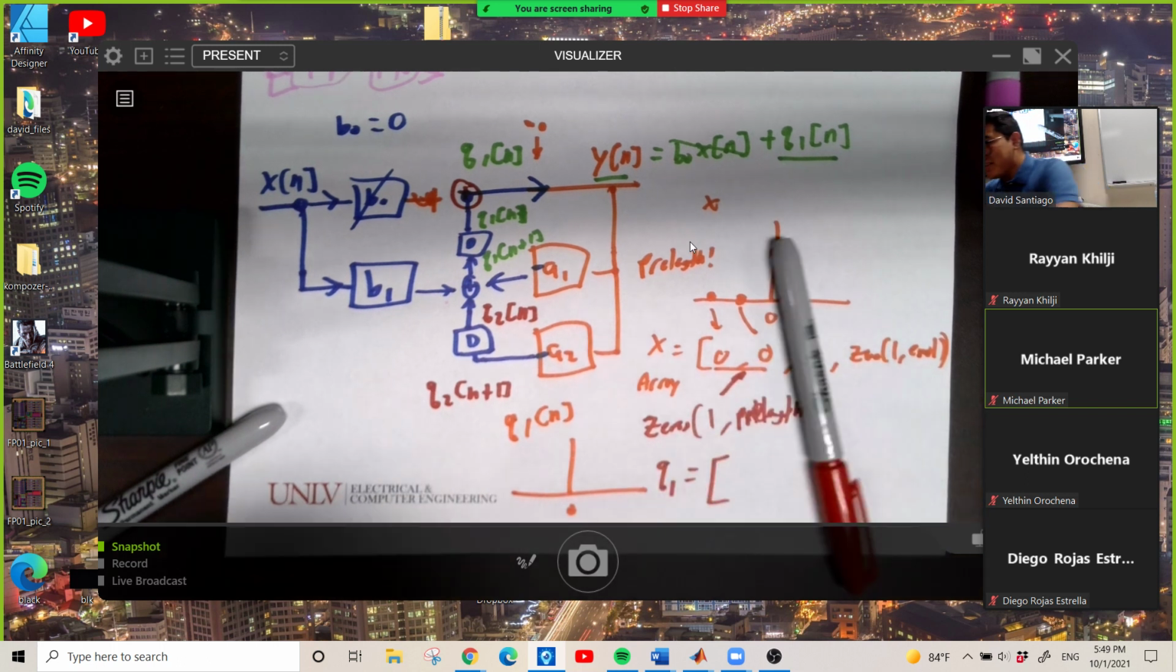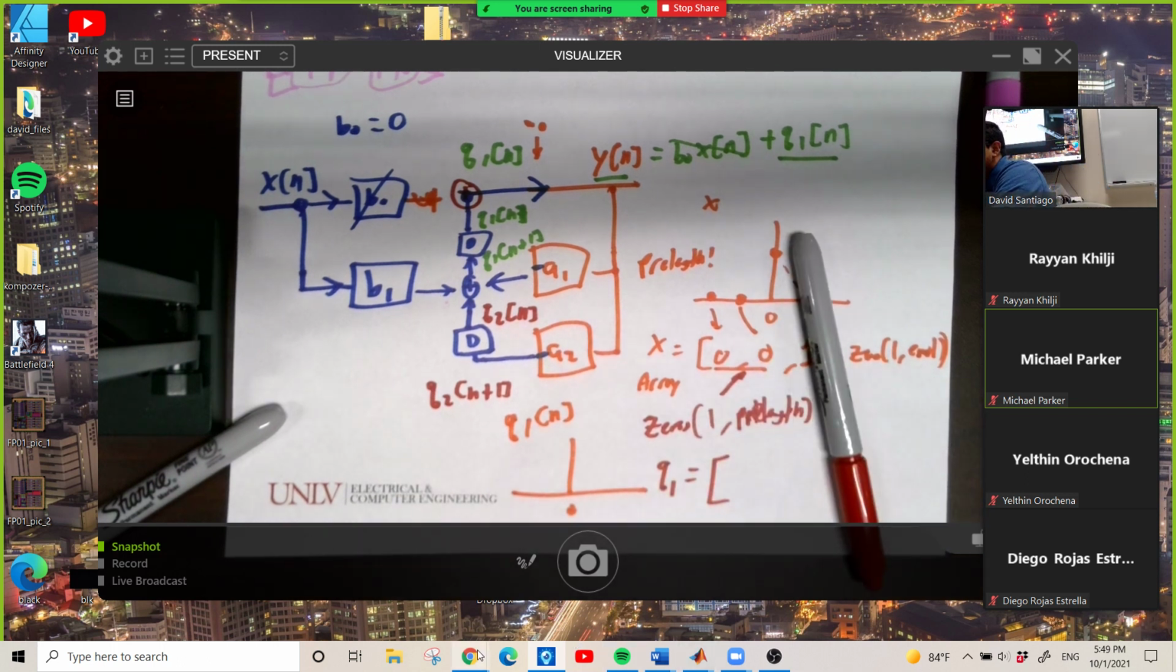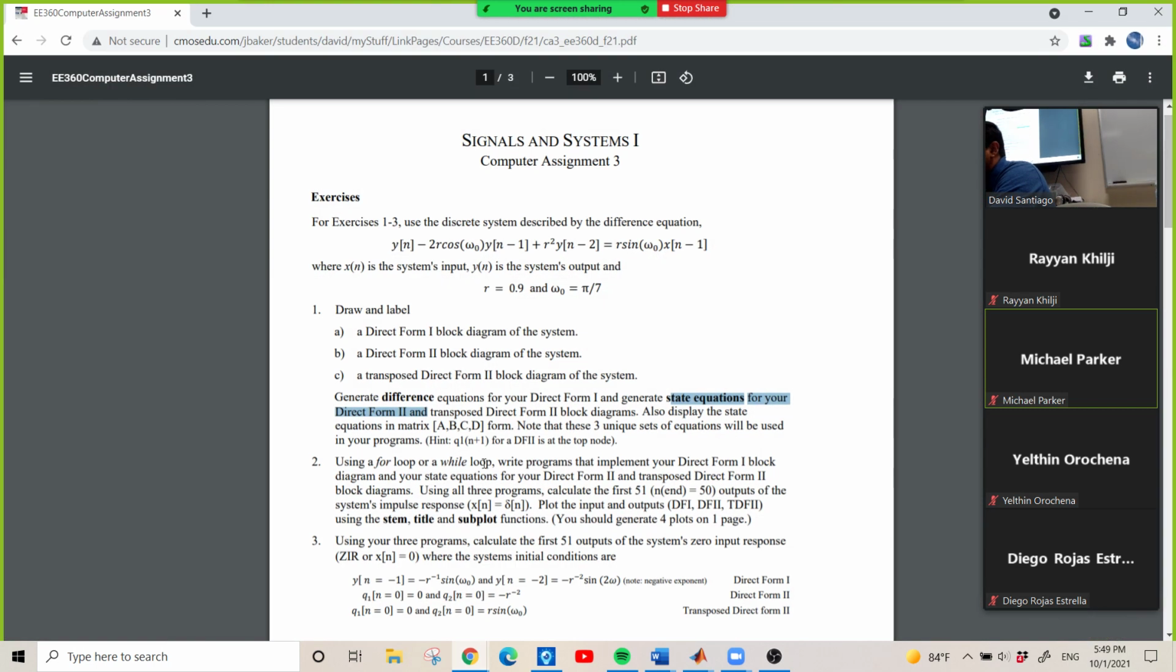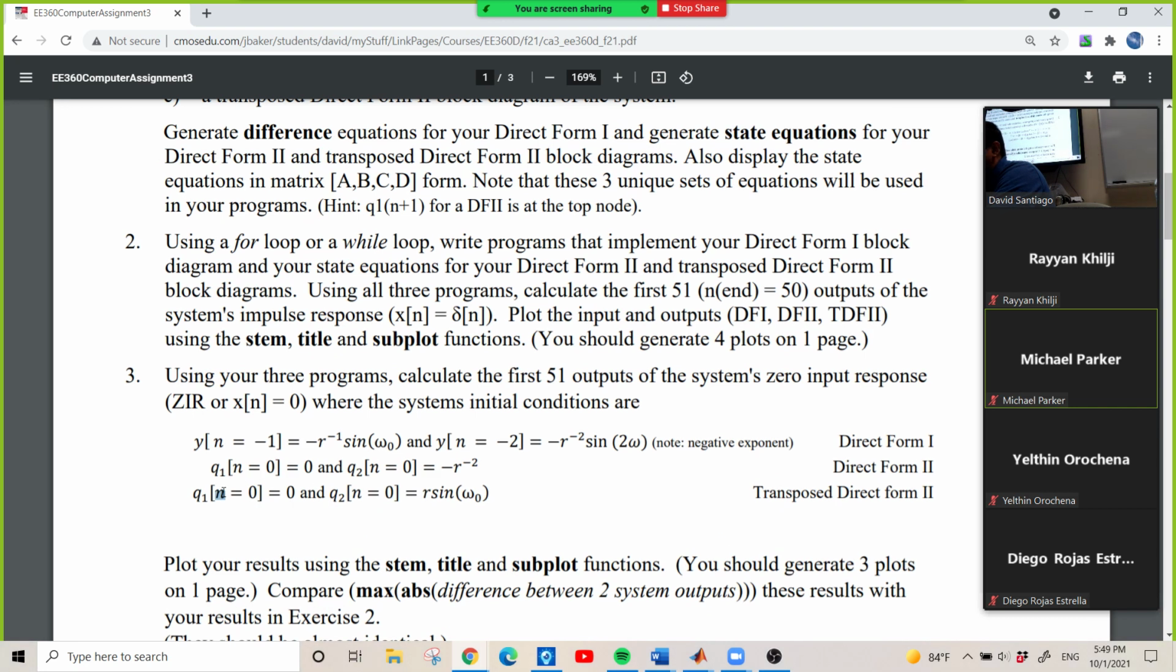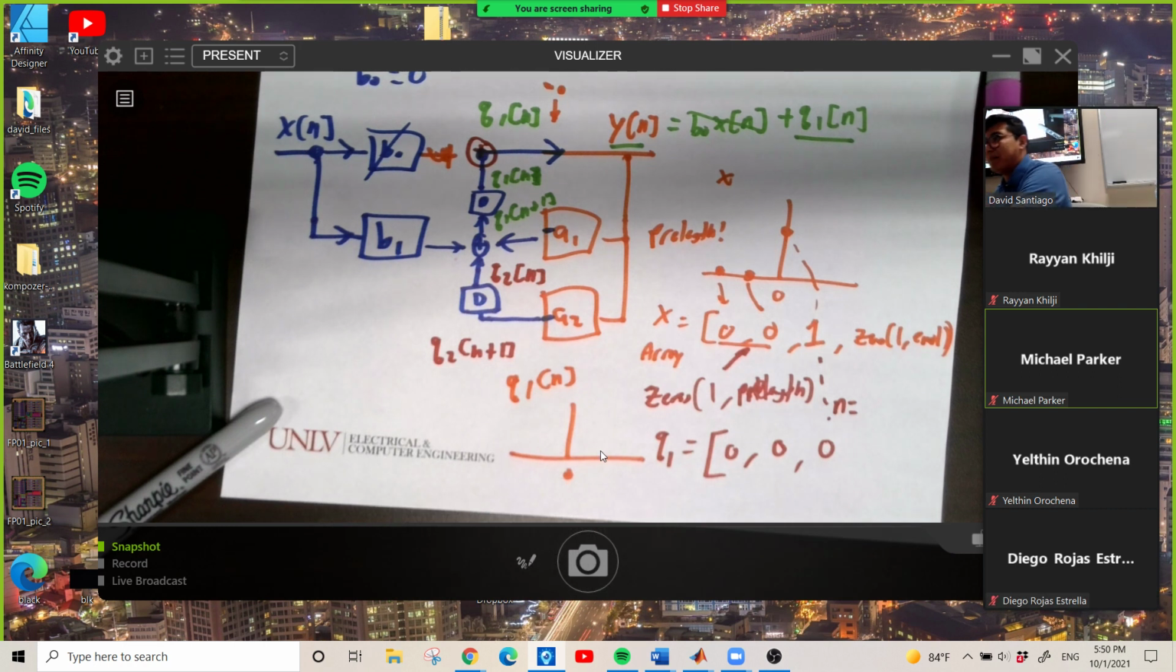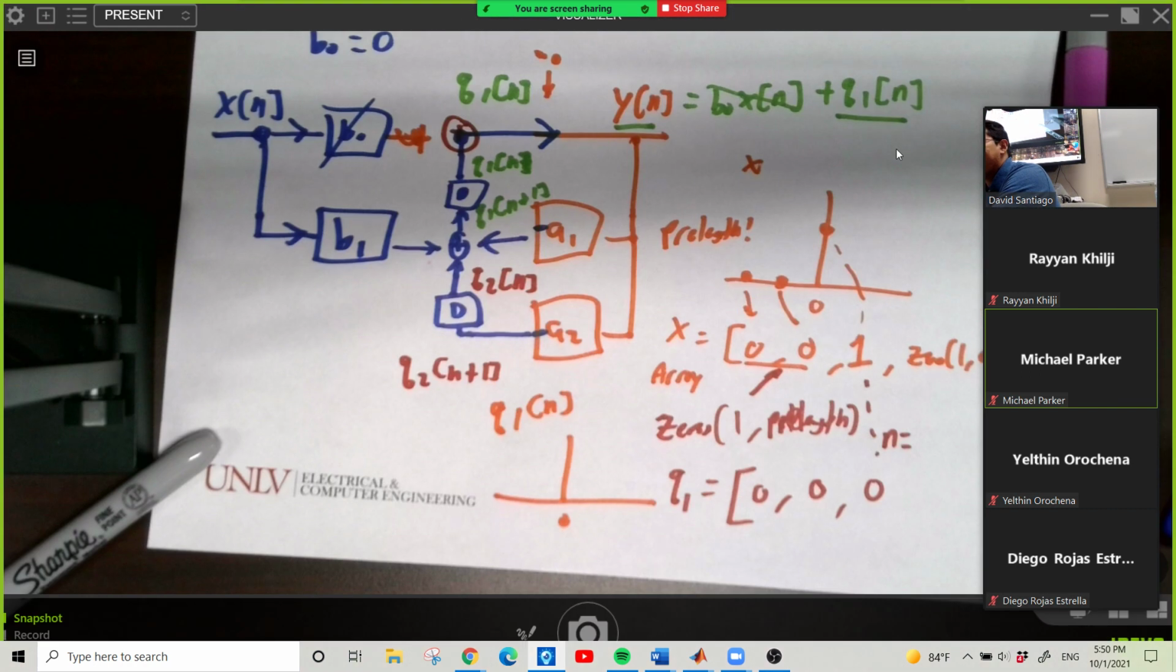And what did I say for this assignment? Let me see. For the transpose direct form, q of 1, which is at the top, is just 0. So here's 0, and n is equal to 0. Q of 1 is 0. So here's our 0, here's our 0, and then this position should be the 0 that corresponds to... Oh, thanks. There we go. Let me zoom in on that. I'm trying to show someone this.